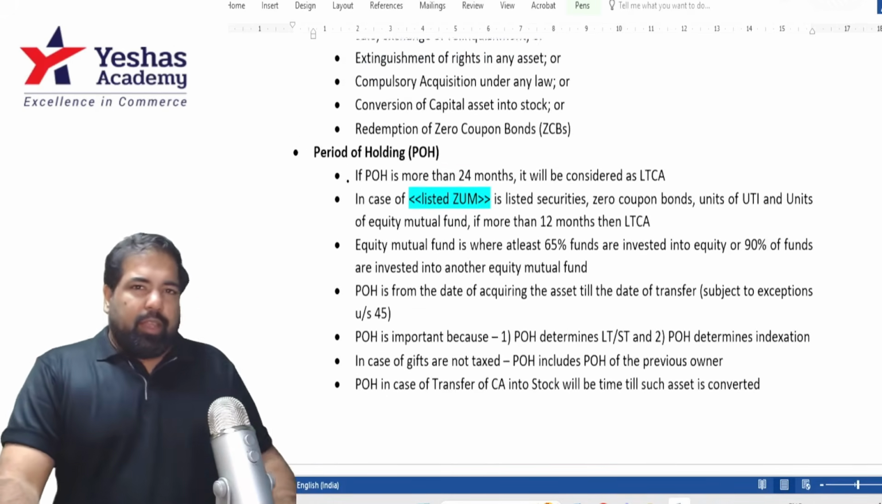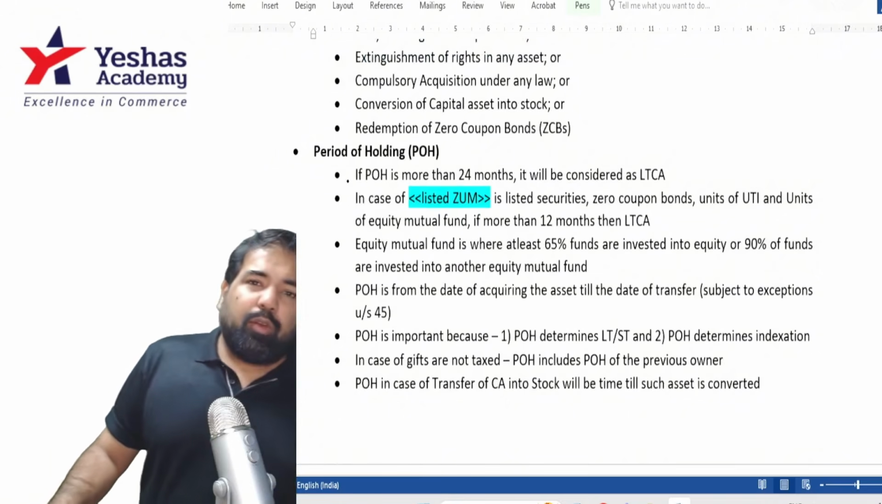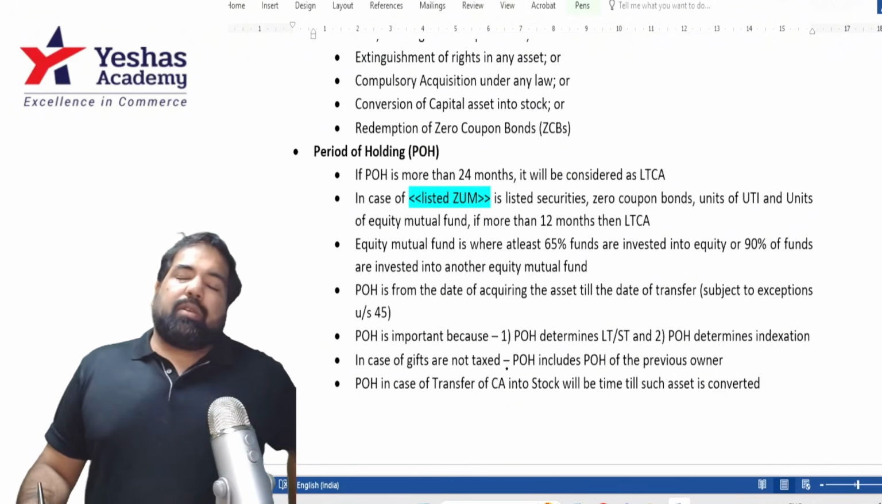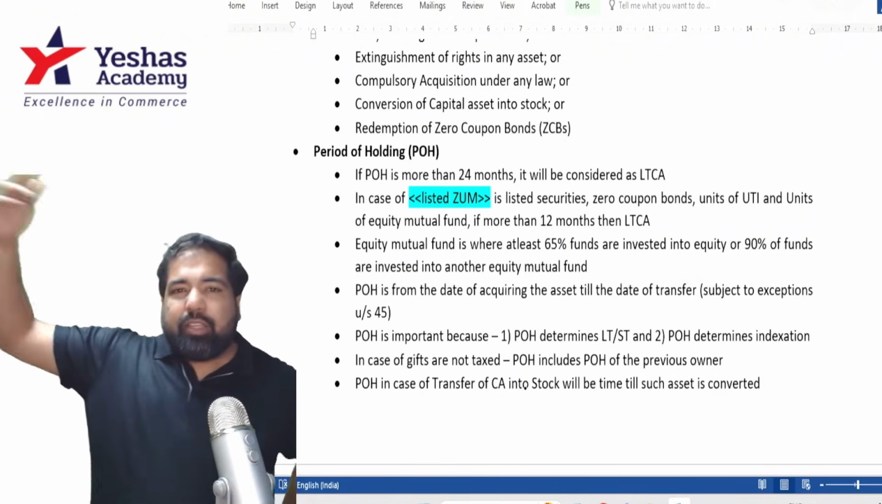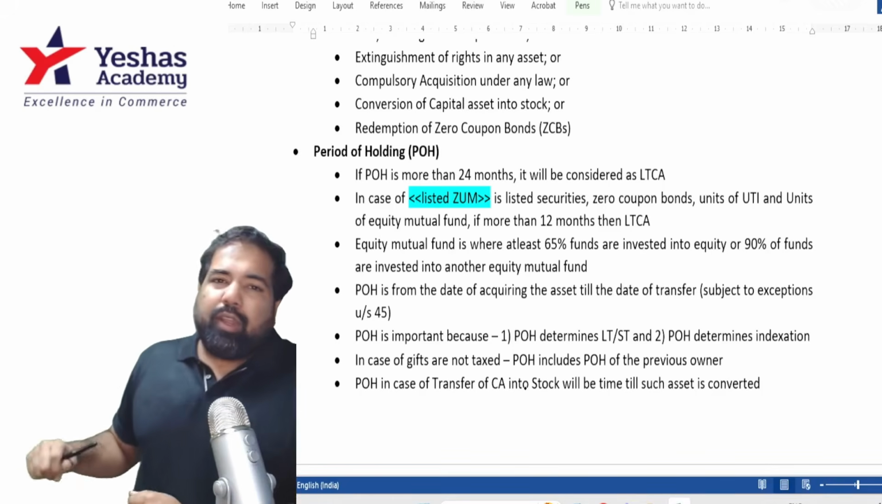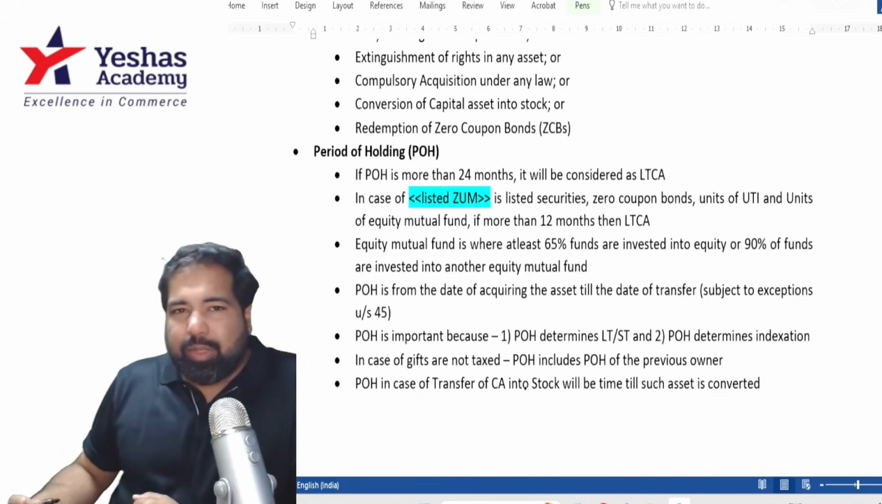Next, period of holding. Here comes a big change. If you're holding an asset for more than 2 years, it becomes a long-term capital asset. Earlier, it used to be 3 years. Now it's only 2 years. So if you're holding an asset for more than 2 years, that is 24 months, it will be considered as a long-term capital asset.